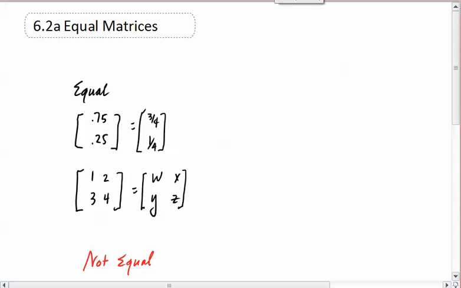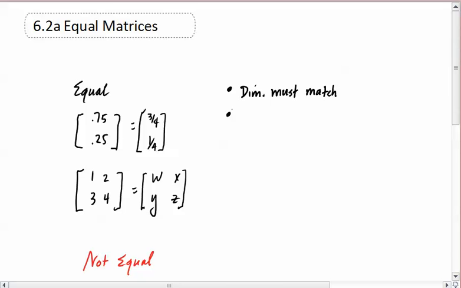Alright, we're going to take a look at equal matrices, and we're basically going to be determining how we know when matrices are equal and when they're not. Well, the first thing is just to look and see if there's an equal sign there. If I'm looking at some examples of equal matrices, first of all, the dimensions must match for the matrices to be equal.